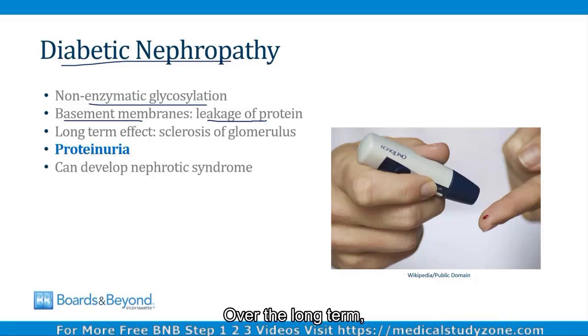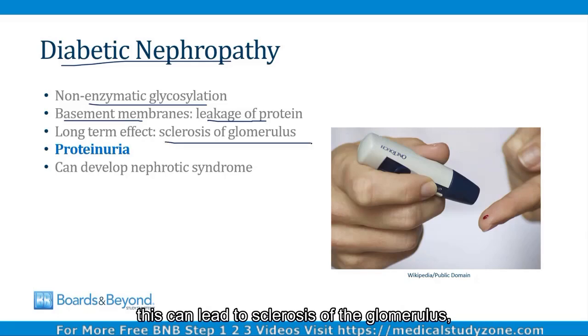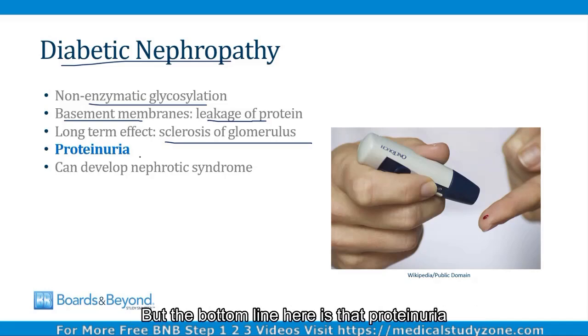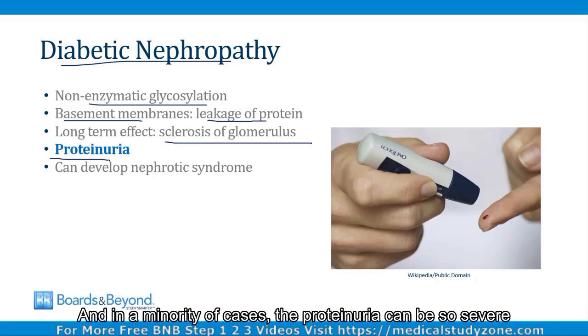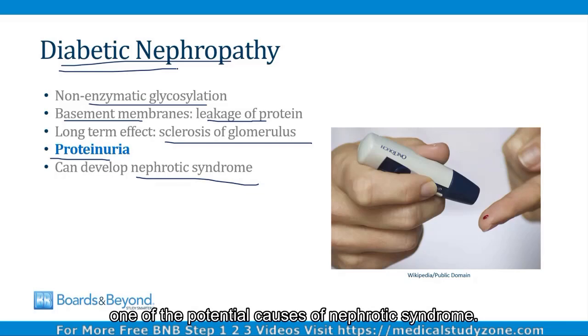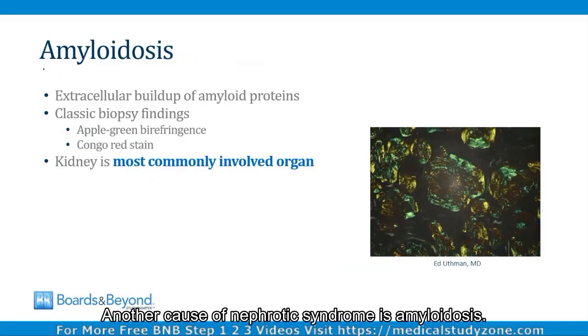Over the long term, if kidney disease progresses in diabetes, this can lead to sclerosis of the glomerulus, and therefore many diabetics go on to require dialysis. But the bottom line here is that proteinuria is an element of diabetic nephropathy, and in a minority of cases, the proteinuria can be so severe that patients develop the nephrotic syndrome. This isn't what usually happens, but it can happen, and therefore that's why diabetes is considered one of the potential causes of nephrotic syndrome.